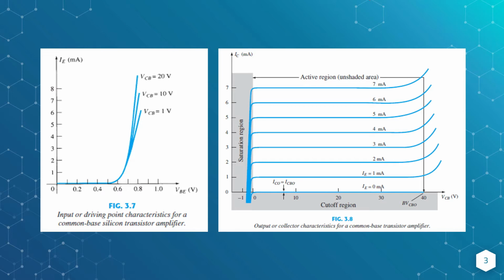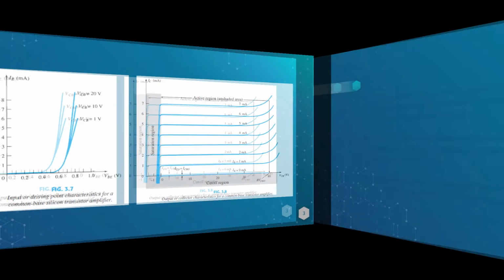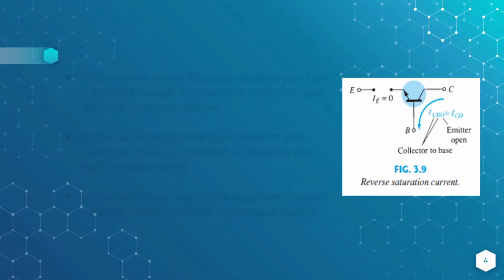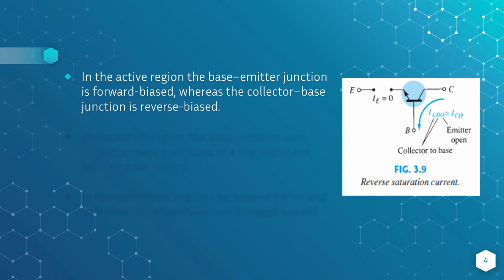So the output or collector set of characteristics has three basic regions of interest as indicated in figure 3.8, yung active, cutoff, and saturation regions. The active region is the region normally employed for linear undistorted amplifiers. We should always remember na sa active region, the base-emitter junction is forward biased whereas the collector-base junction is reverse biased. At the lower end of the active region, the emitter current IE is 0 and the collector current is simply that due to the reverse saturation current ICO as indicated in figure 3.9.